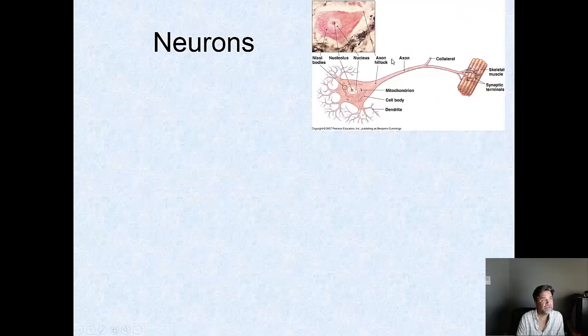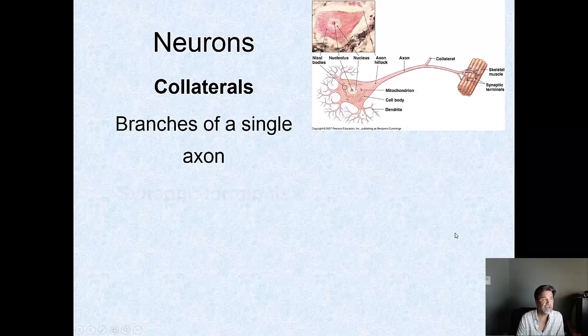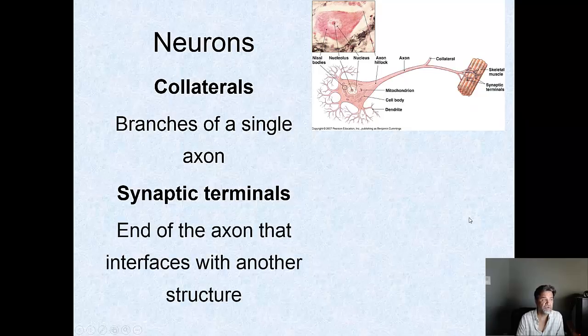So here we have our general setup right in this region of a neuron. Neurons exhibit branching to other structures, and they're called collaterals. Okay? And then at the ends of the axons, when they interface with other structures, they're called terminals.